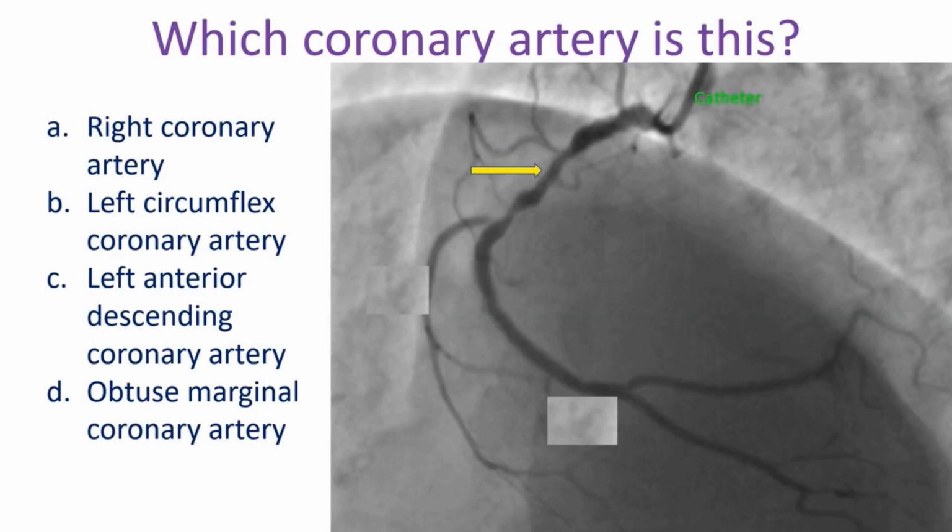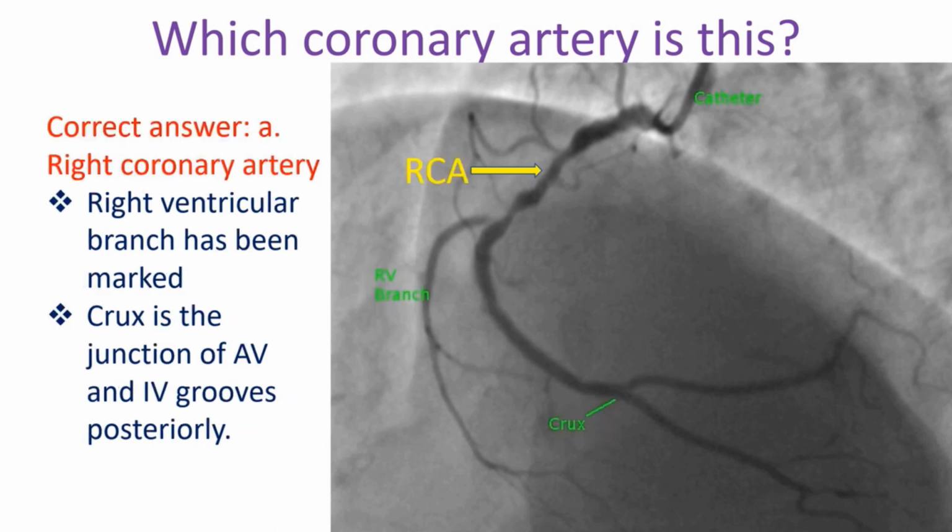Which coronary artery is this? A. Right coronary artery, B. Left circumflex coronary artery, C. Left anterior descending coronary artery, D. Obtuse marginal coronary artery. Correct answer A. Right coronary artery. Right ventricular branch has been marked.